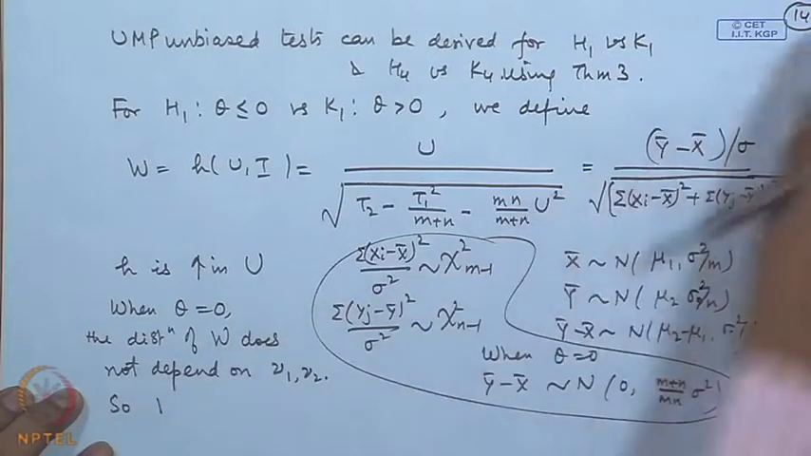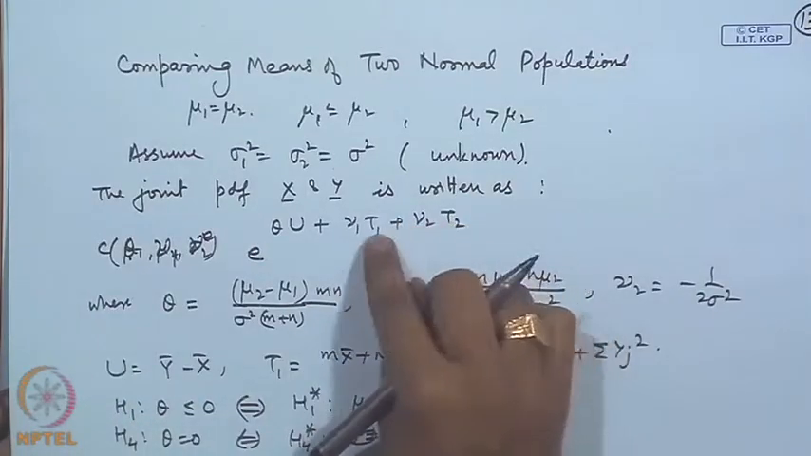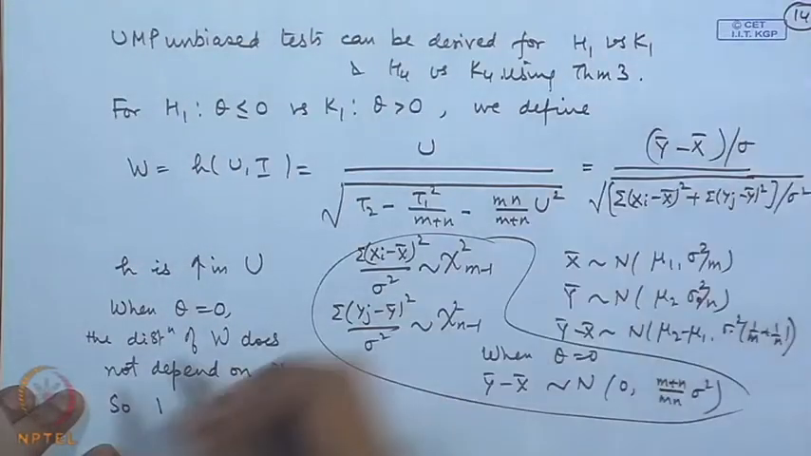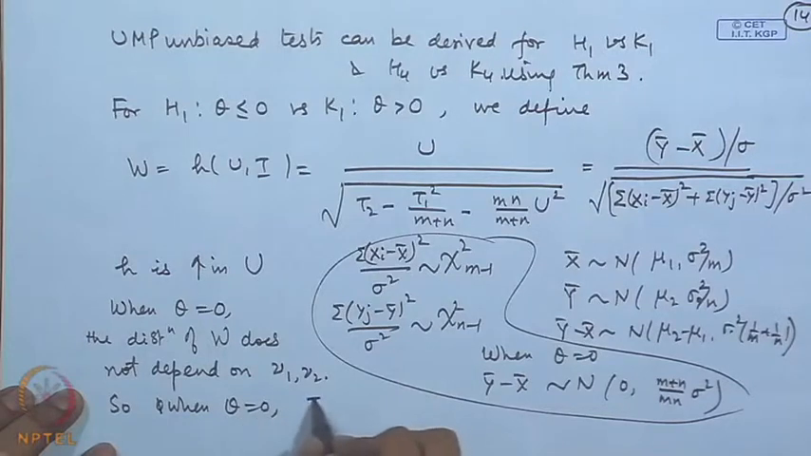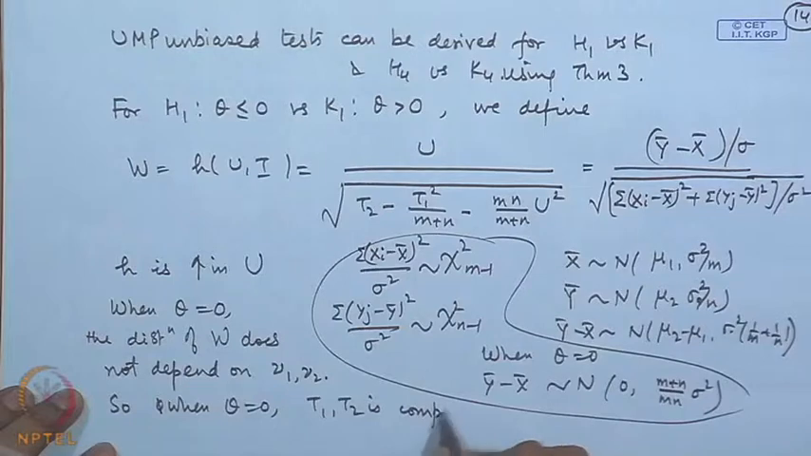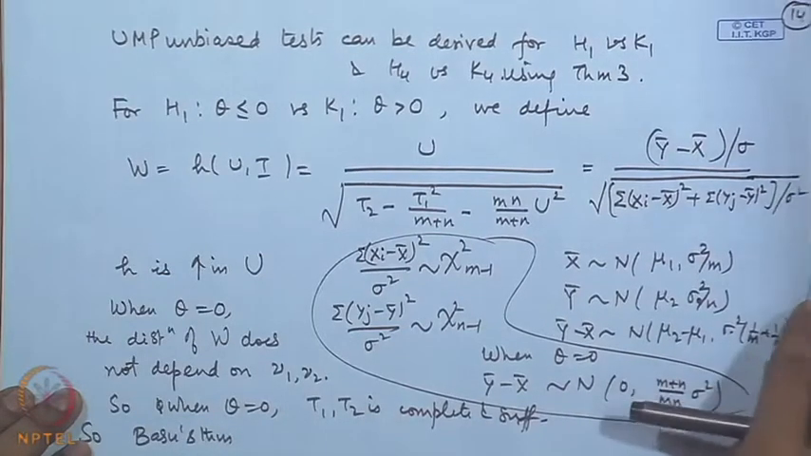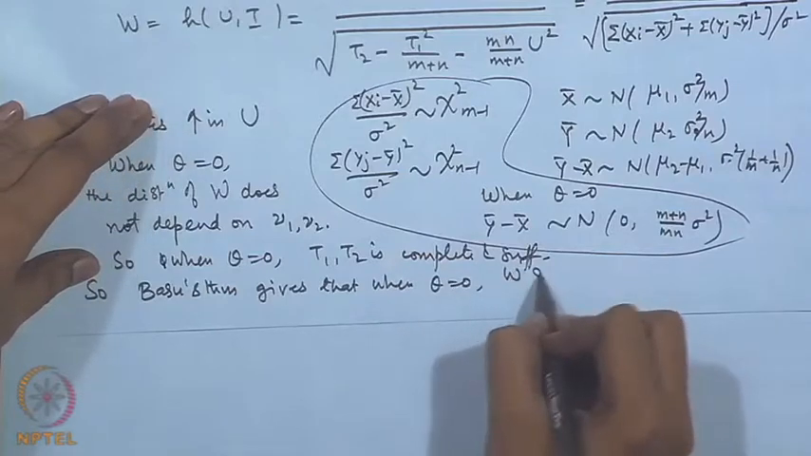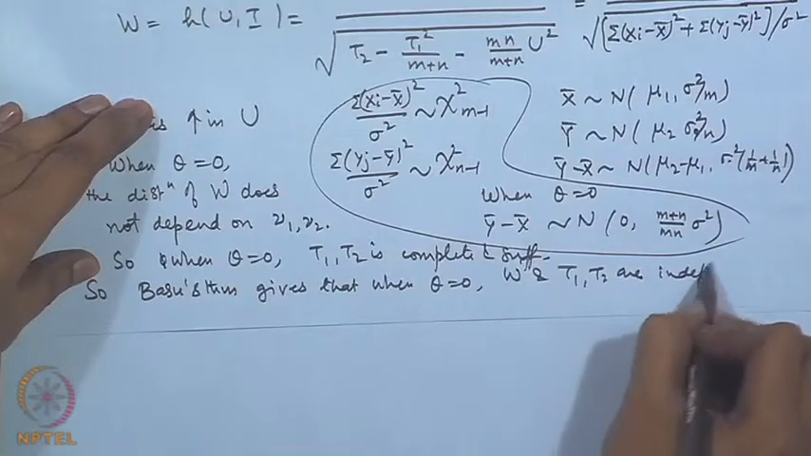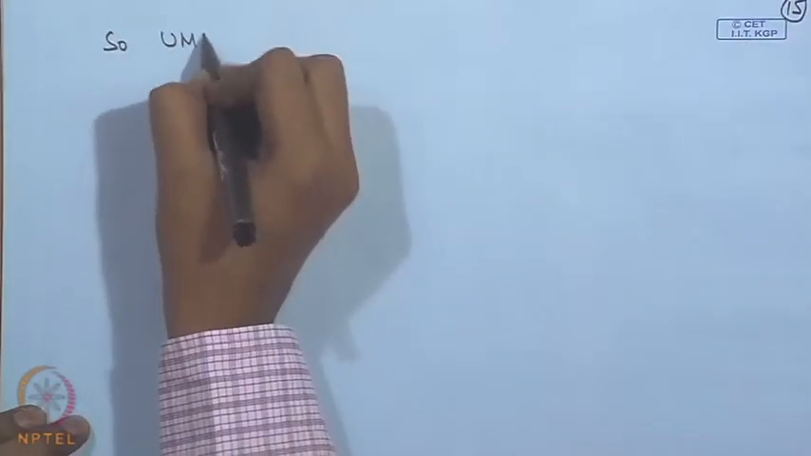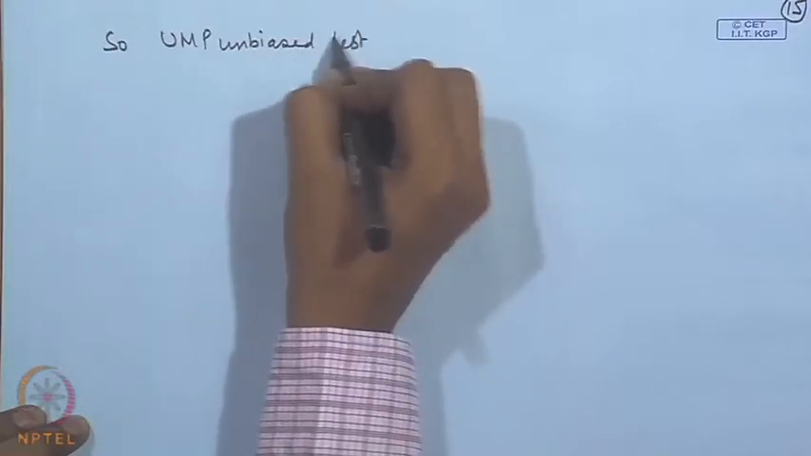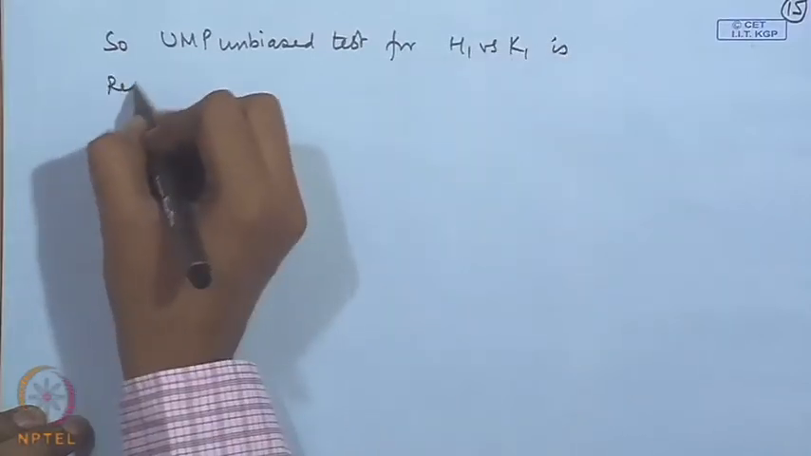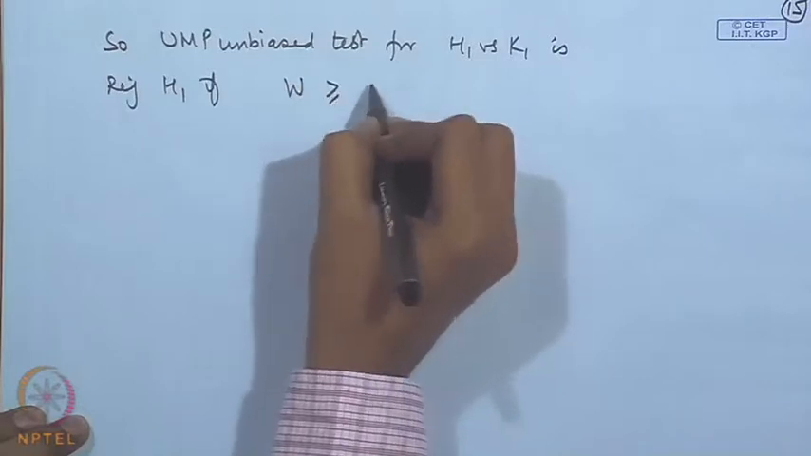So, when theta is equal to 0, T 1, T 2 is a complete sufficient statistic here. So, when theta is equal to 0, T 1, T 2 is complete and sufficient. So, Basu's theorem is applicable here. Basu's theorem gives that when theta is equal to 0, W and T 1, T 2 are independent, and therefore, we are in a position to write down the UMP unbiased test for H 1 versus K 1: reject H 1 if W is greater than or equal to C.